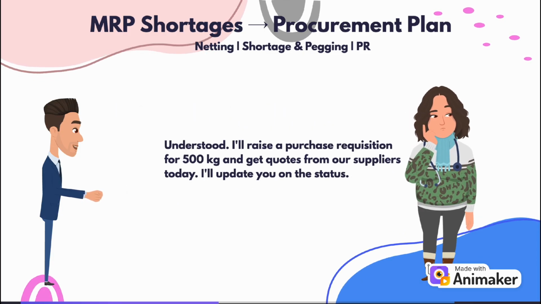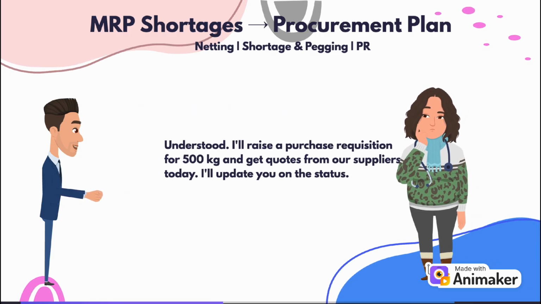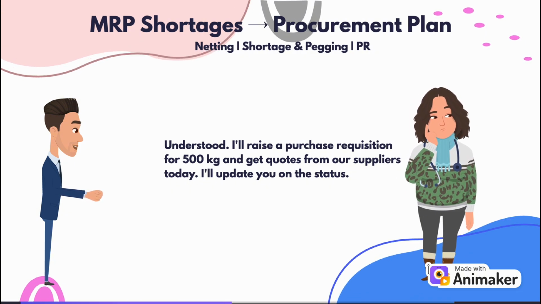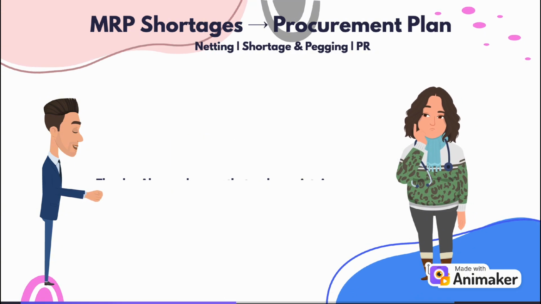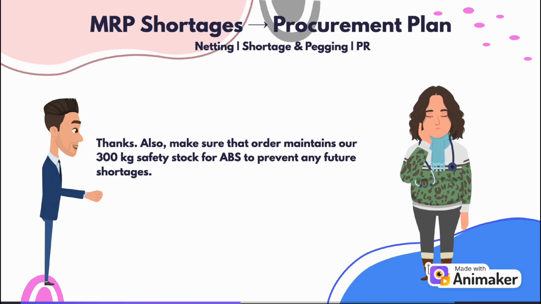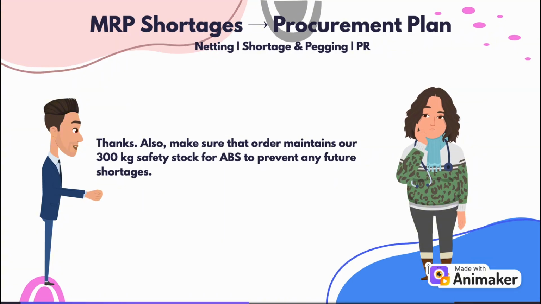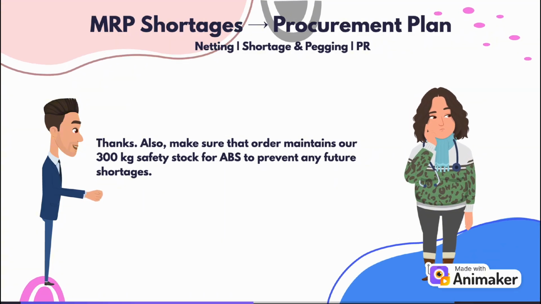Understood. I'll raise a purchase requisition for 500 kilograms and get quotes from our suppliers today. I'll update you on the status. Thanks. Also, make sure that order maintains our 300 kilogram safety stock for ABS to prevent any future shortages.